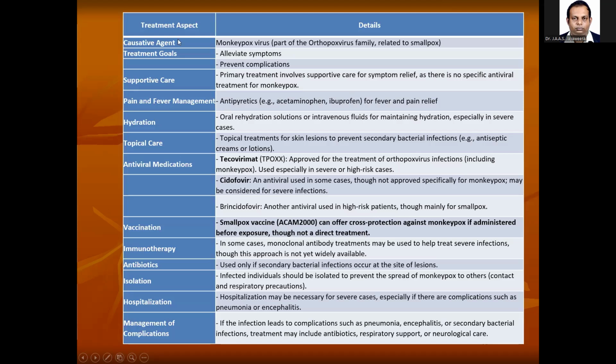So this is a bit about monkeypox: the causative agent and treatment goals, supportive care, then antiviral medications such as tecovirimat. So you have to have an idea what we use. Also, for DNA viruses like adenovirus we use antivirals, and here too we can use them. Smallpox vaccine can offer cross protection against monkeypox if administered before exposure, though it is not a direct treatment.